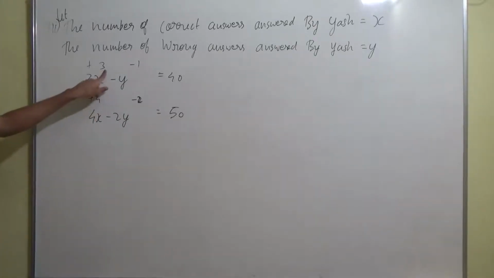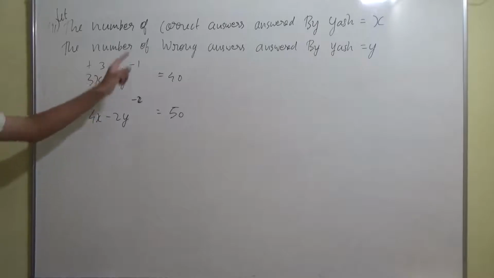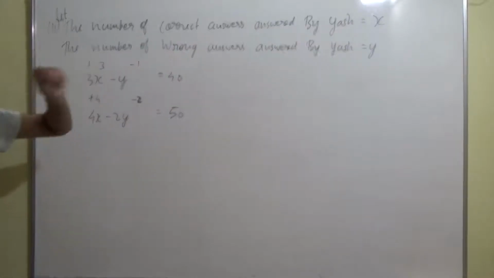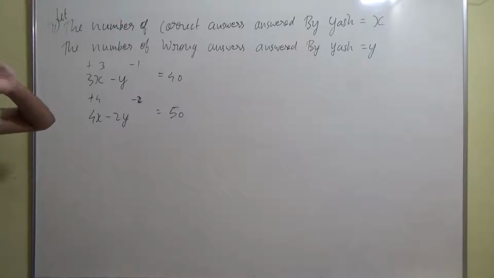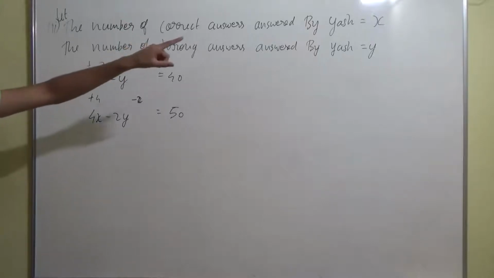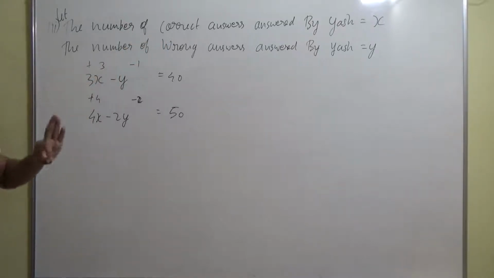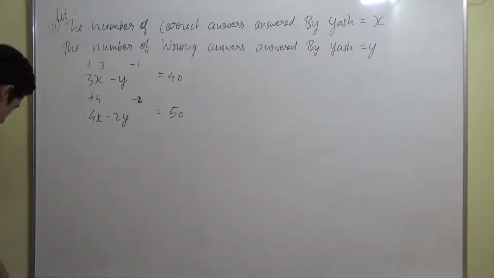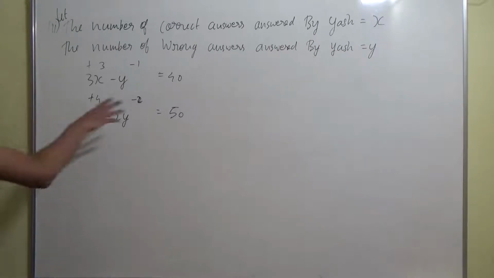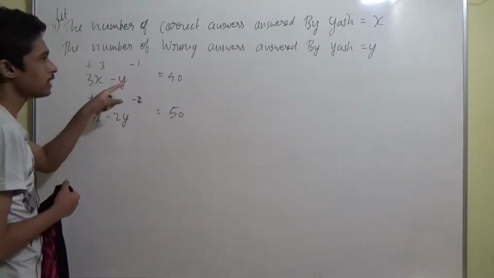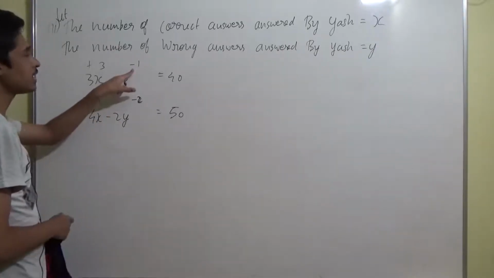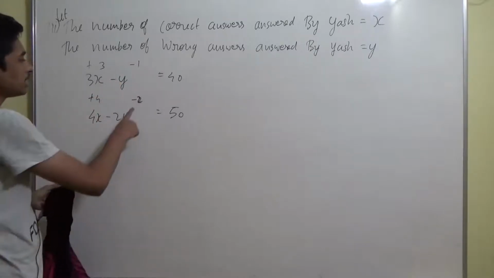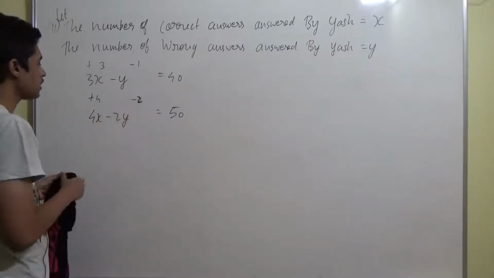They said you will get plus 3 for each correct answer. So let the number of correct answers be x, we assumed, right? For example, if 2 correct answers he has answered, then he'll be getting 2 into 3, because for each it is plus 3 marks. For 2 it's going to be 2 into 3, that is 6. So we'll be writing it as 3 into x, 3x. Getting it? That's how we formulated these two equations. For wrong also similarly, y into minus 1 becomes minus y, and here minus 2 into y becomes minus 2y.